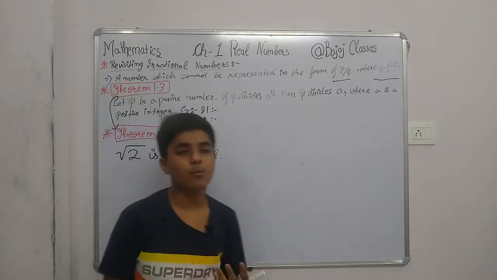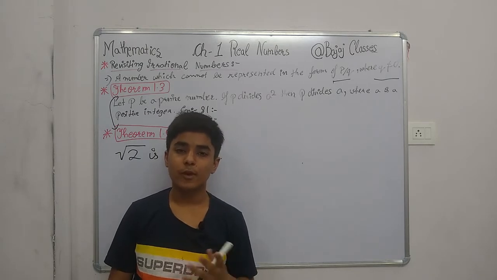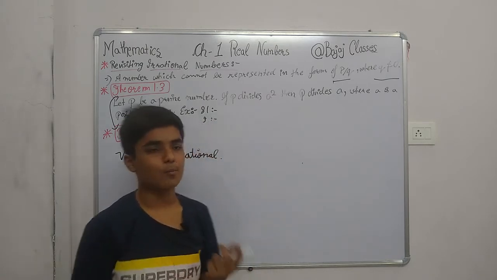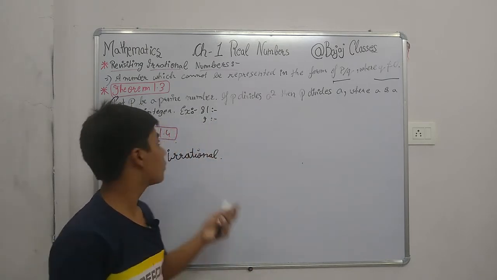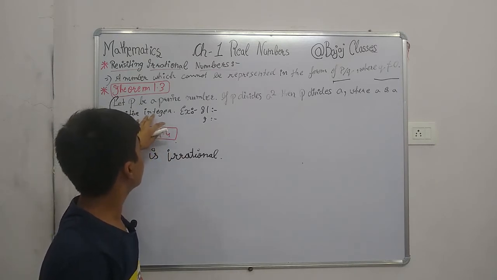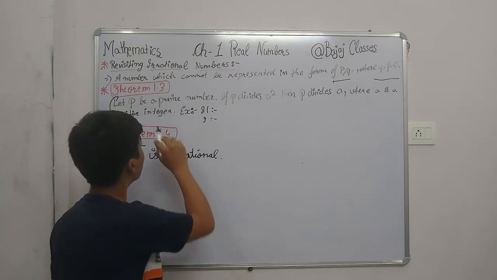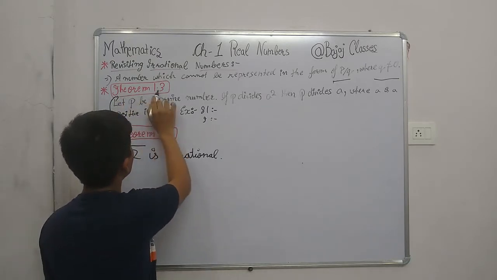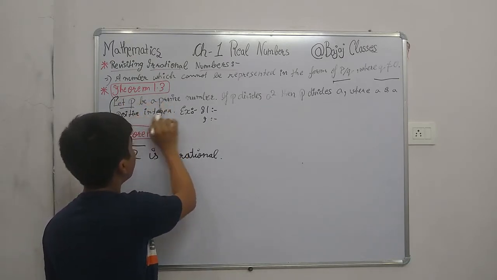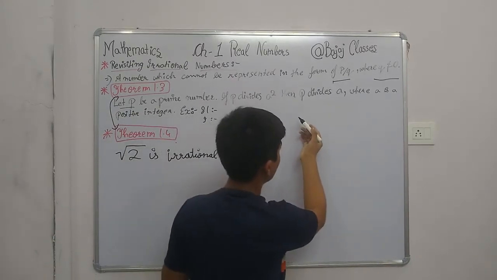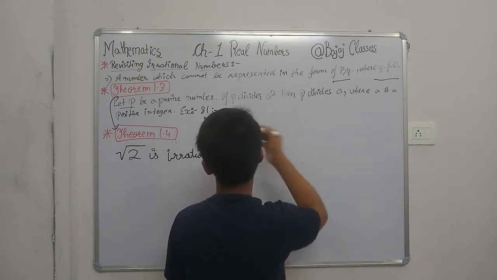So what are theorem 1.1 and 1.2? Theorem 1.1 is Euclid's division lemma and 1.2 is the fundamental theorem of arithmetic. So let us take a view at theorem 1.3. Theorem 1.3: let p be a prime number. If p divides a square, then p divides a, where a is a positive integer.